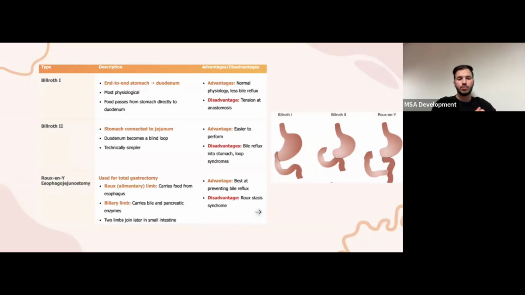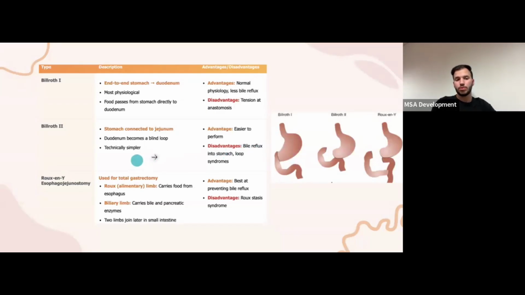So Billroth 1 is an end-to-end anastomosis from the stomach to the duodenum, as you can see here, guys, directly. It's the most physiological one, and food passes directly from the stomach to the duodenum. However, we may have tension at the anastomosis. And a good thing about it is that we have less bile reflux risk.